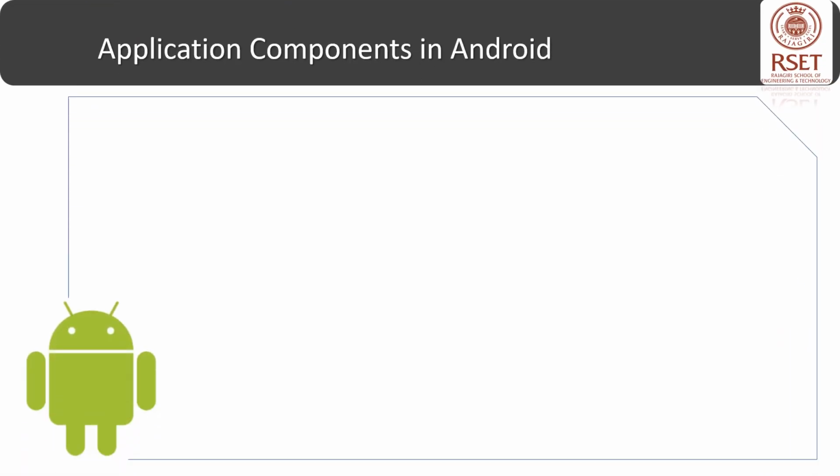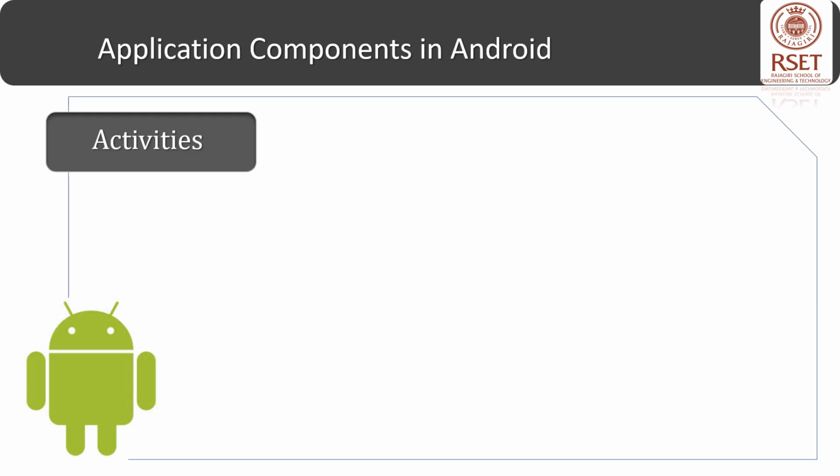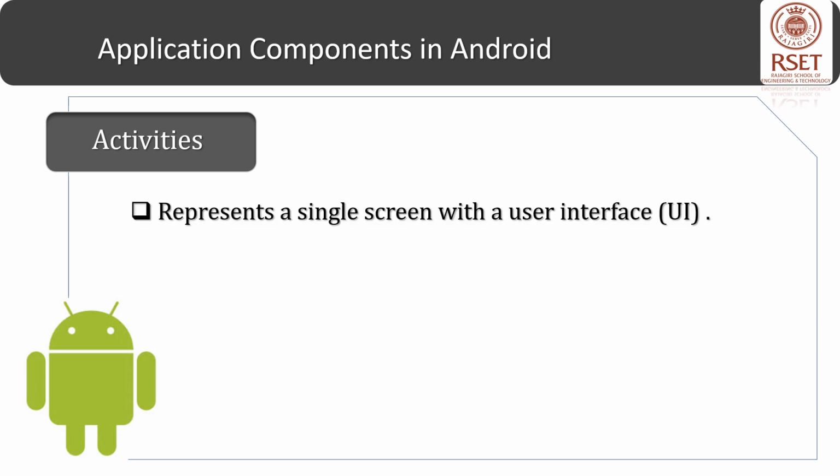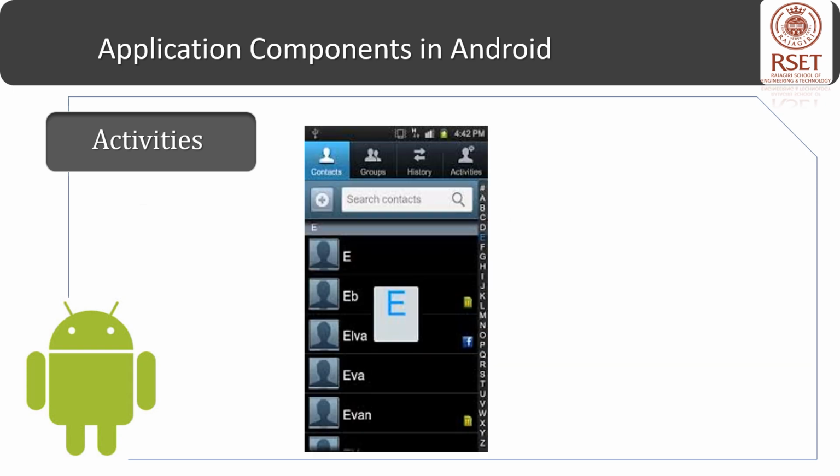Let's try to understand the first application component. Activities in Android. An activity represents a single screen with a user interface. What do you understand from that? Any screen that you see in your smartphone which interacts with the user is an activity. For example, this picture shows a contacts app which you have seen in your smartphone, right? There you can see a list of contacts beginning with the alphabet E.